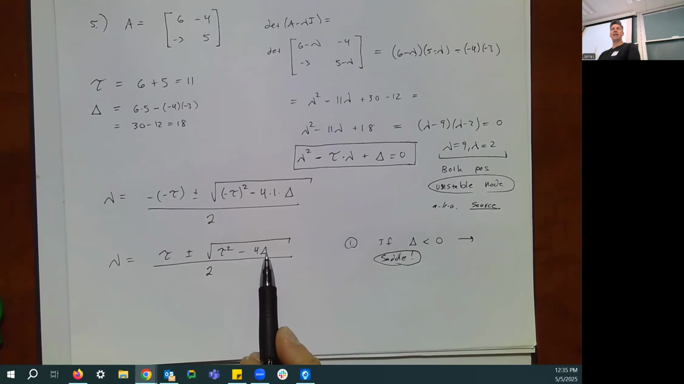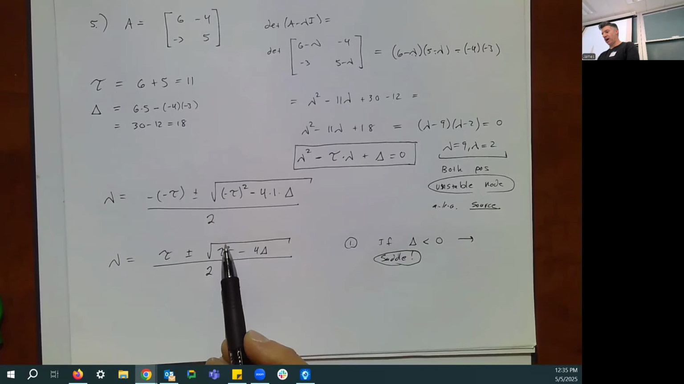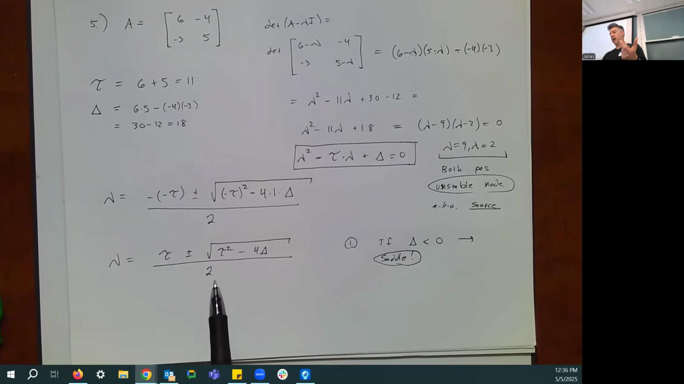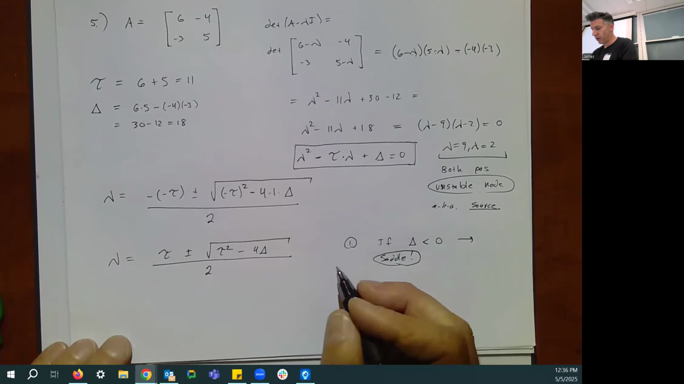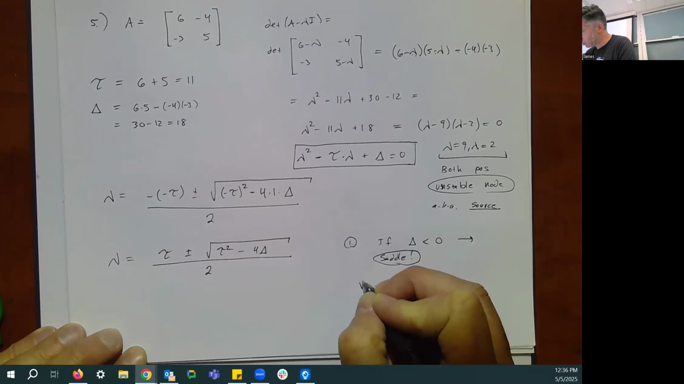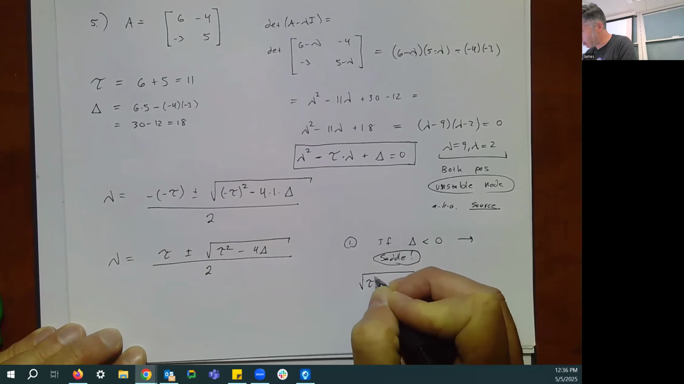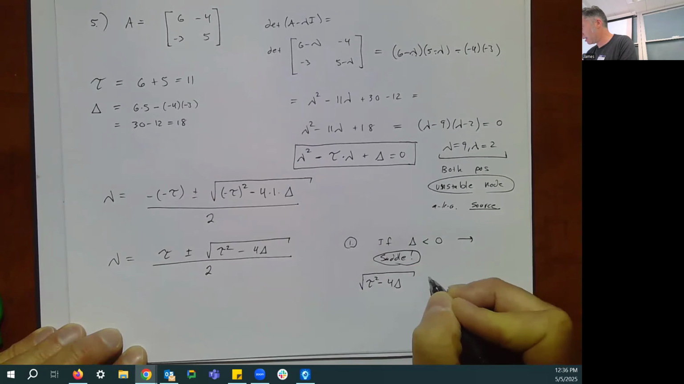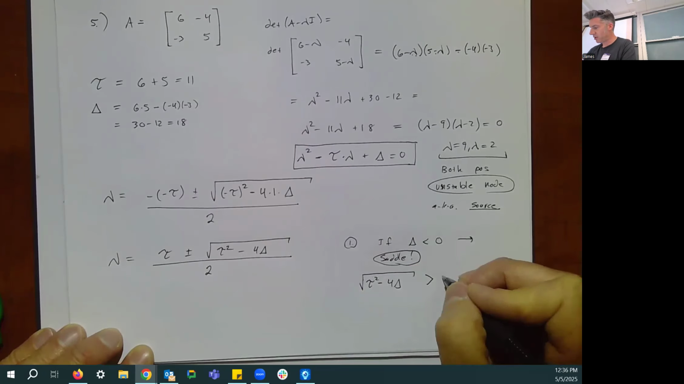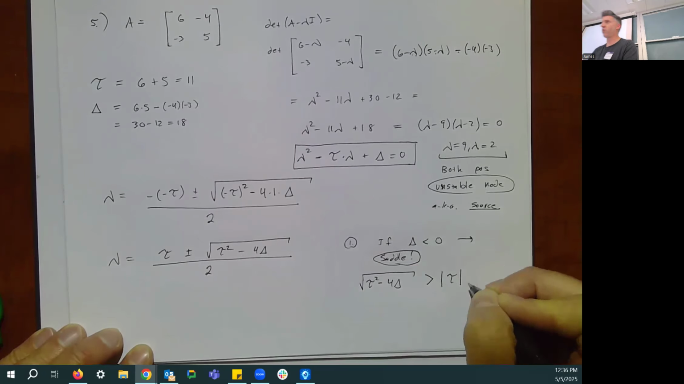If our determinant's negative, that means we're going to have tau squared minus a negative number. Or in other words, you're going to have something that is larger than tau squared. So if you add something to tau squared and then take the square root of that, it's going to be bigger than tau, whether or not tau is negative. So that's going to mean that the square root of tau squared minus 4 times delta is going to be bigger than the absolute value of your trace.